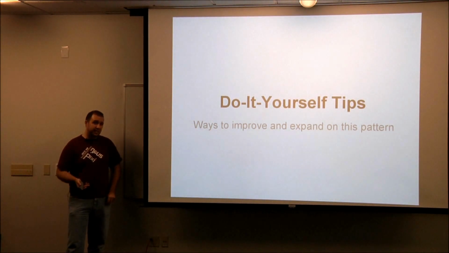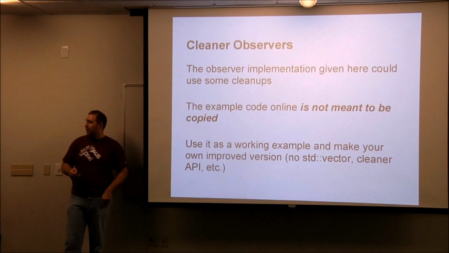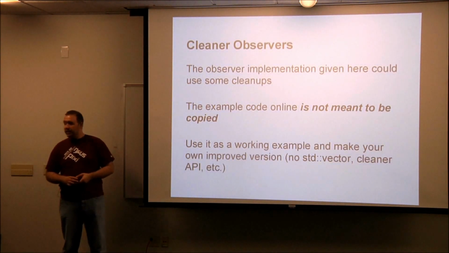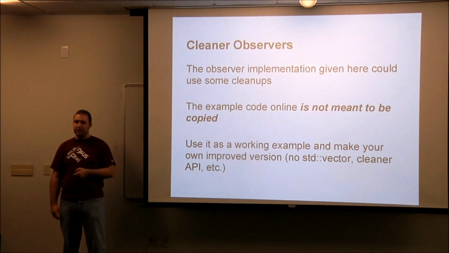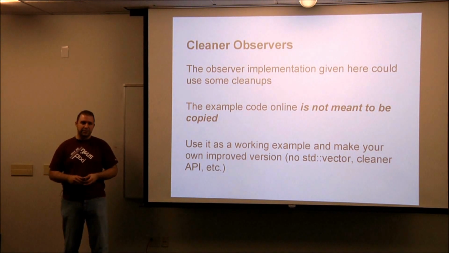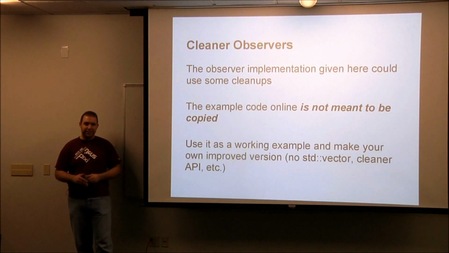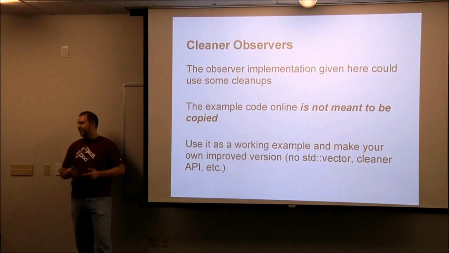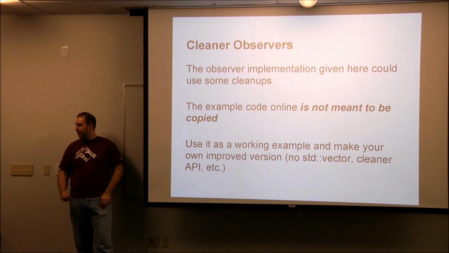I will give you some tips to take this to the next step, since this is obviously a really basic system. One thing you can do is clean up the observers. There's a lot of things I did, like the standard vector for keeping the list of observers, or the list of bindings. That's really not ideal. There's better ways to do that. Usually, you almost always want to be using standard vector for almost everything in a game. This is one of those rare cases where that's not really true.